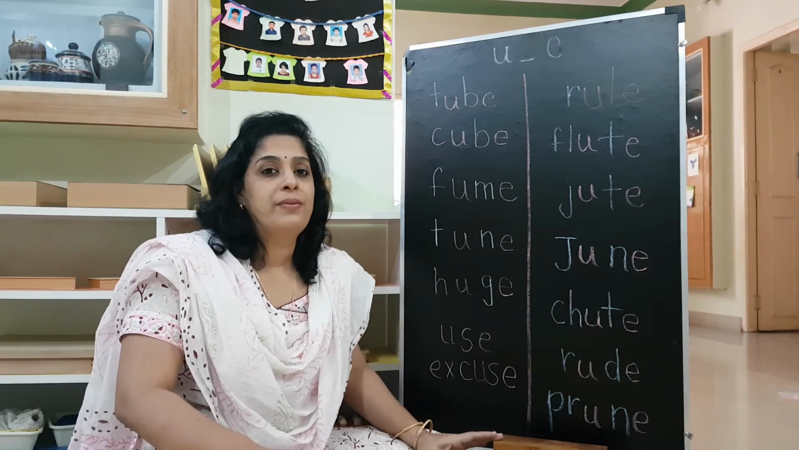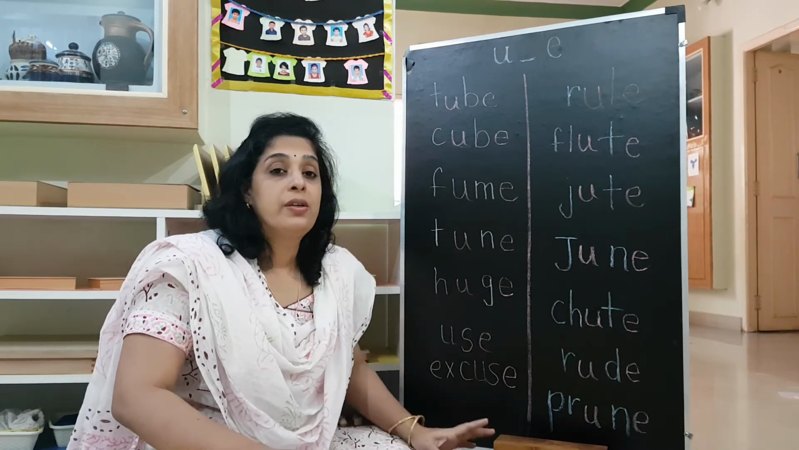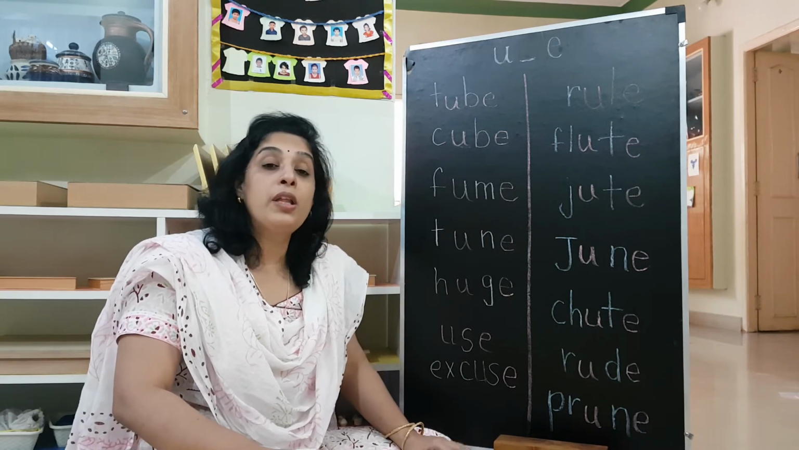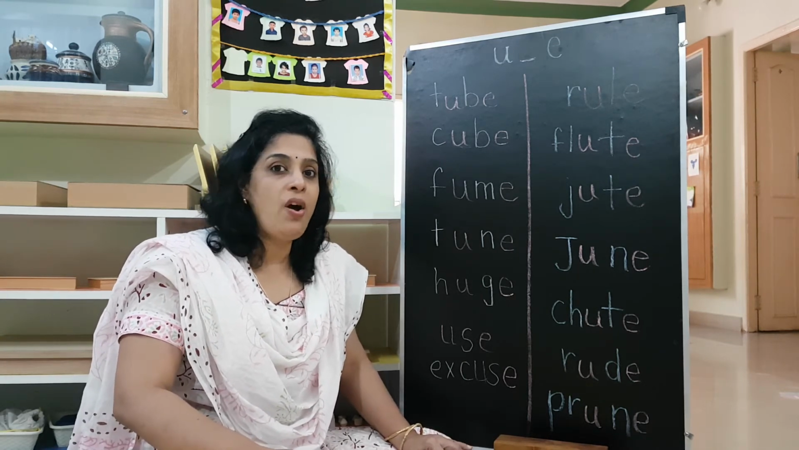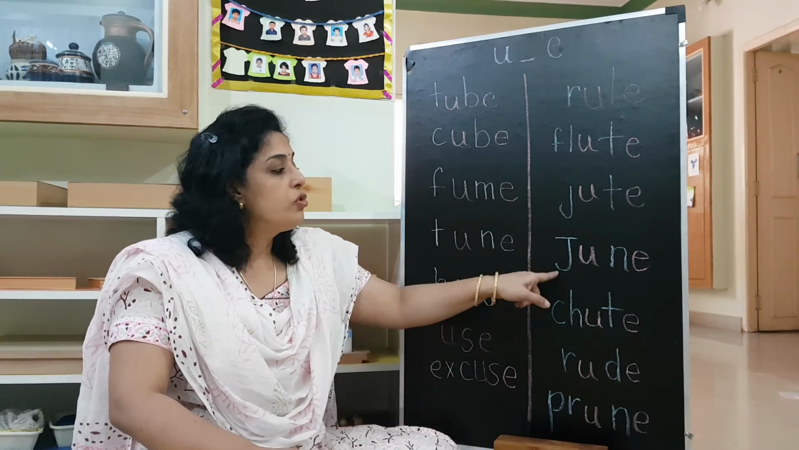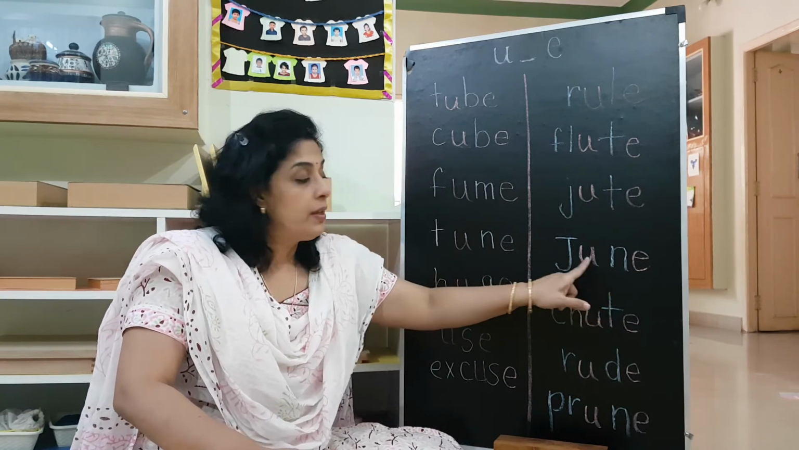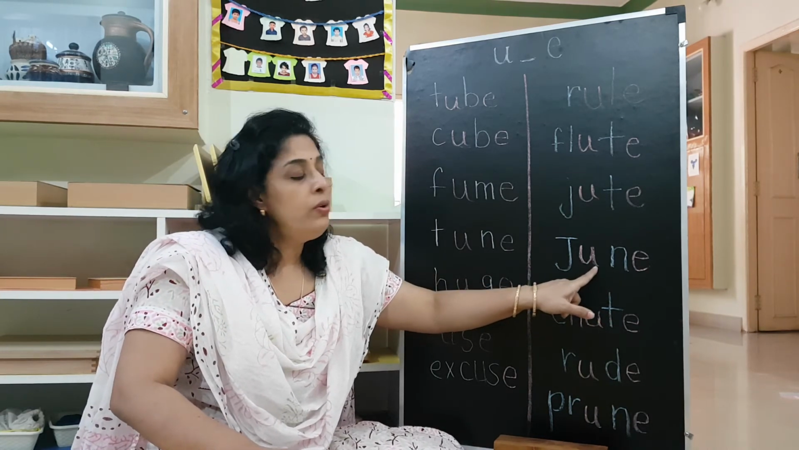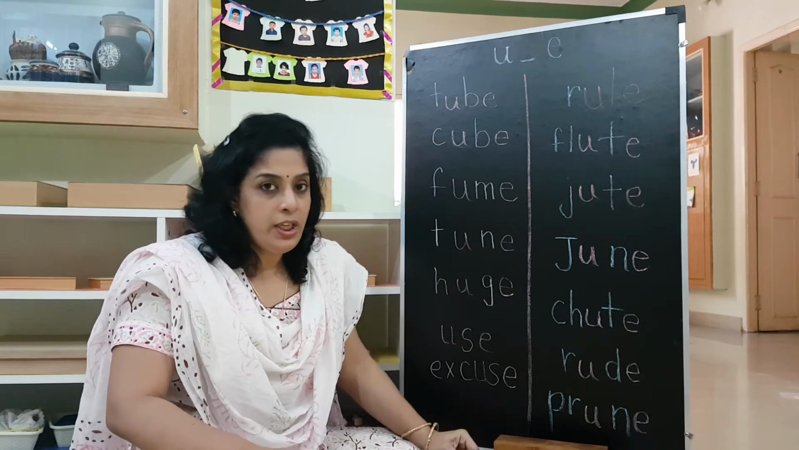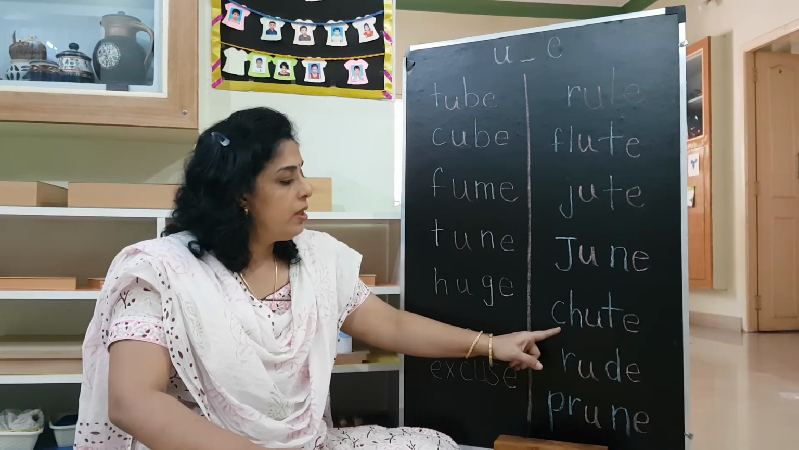June. Yes, the month of June. June, July, August. Correct? Again, June. U is the sound, consonant E. Okay, June. Next one. Shoot.